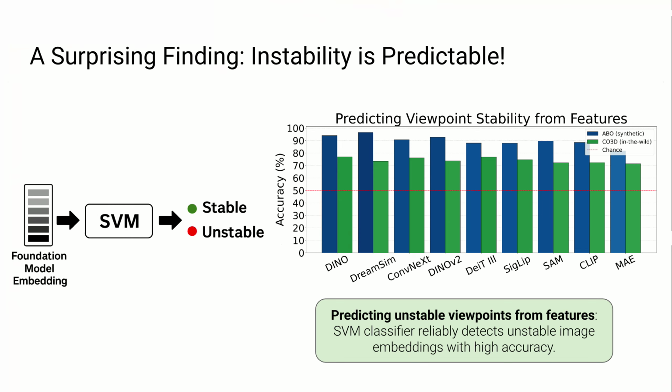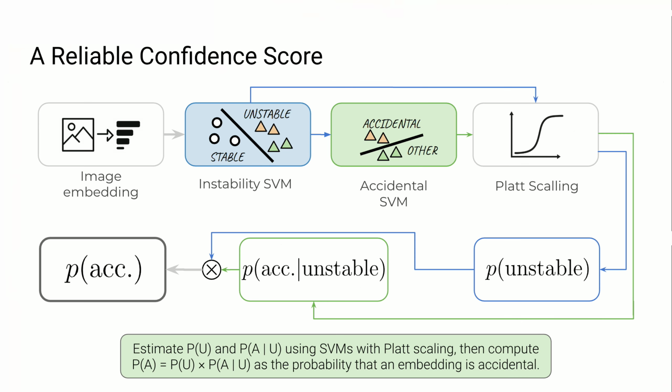Crucially, we found that these instabilities are predictable from a single view's features. A simple SVM achieves high accuracy across both synthetic and real-world datasets, far better than random guessing. Since accidental views are fundamentally ambiguous, they can't be fixed with more data. Our two-stage method computes a reliable probability score for a view being accidental. This score allows the system to know when to distrust its own input.